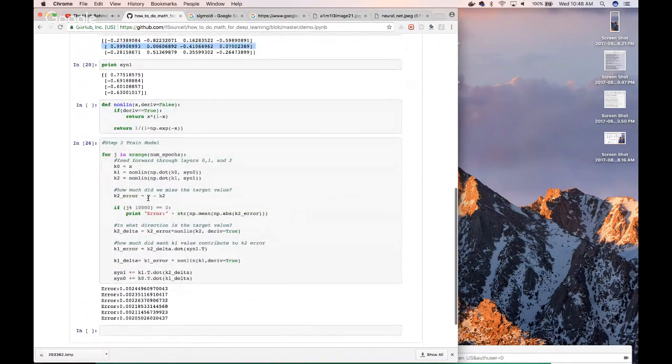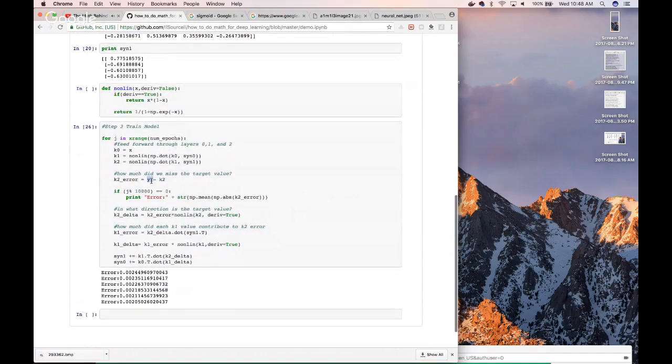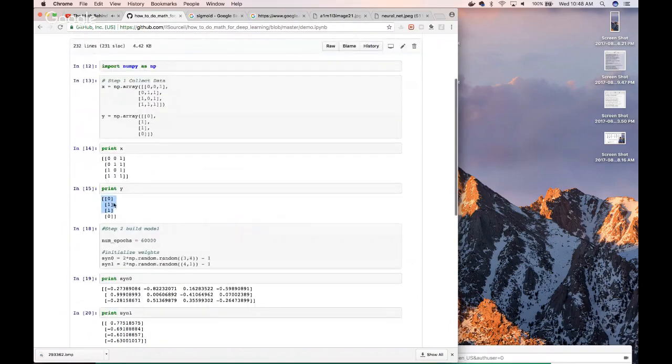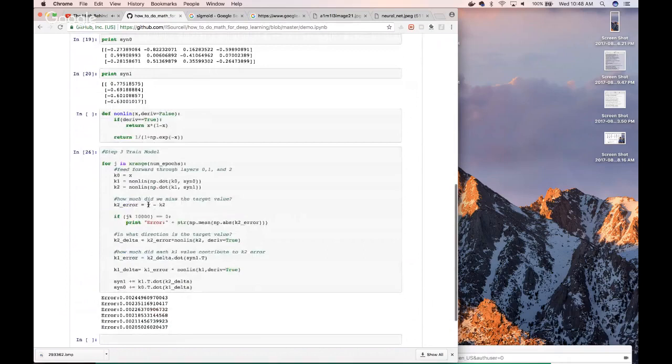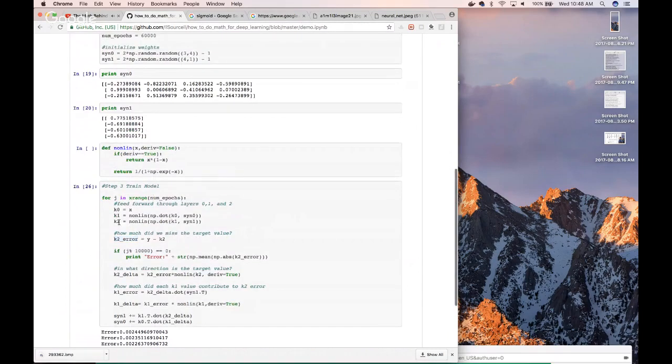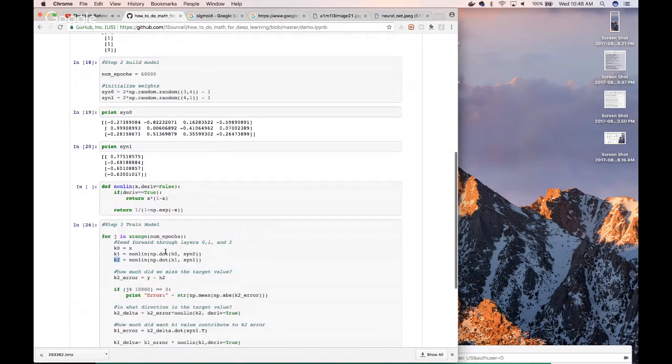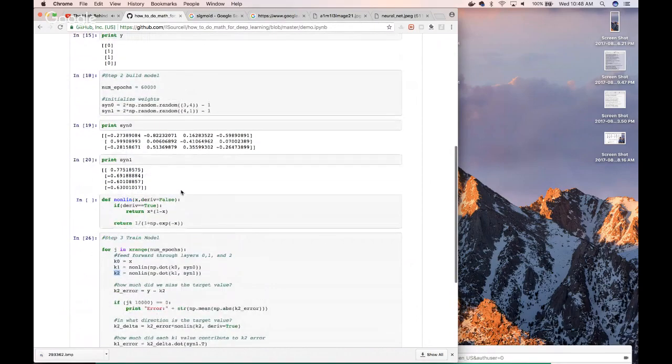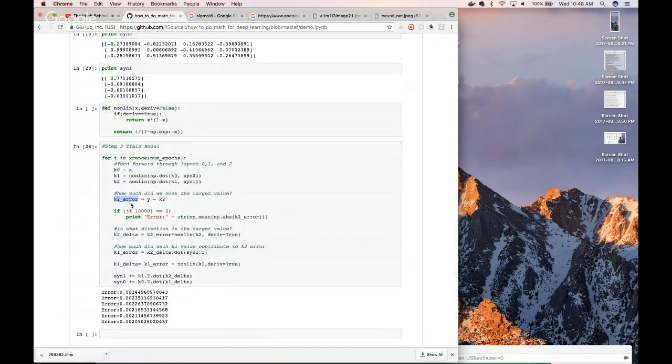So what we'll do is we'll calculate an error. And so we know what the actual output should be. We have those labels, Y. These are the actual outputs. And so when we take the actual output and subtract the predicted output, we get what's called an error value. And so the error value is the difference between our predicted output, K2, and our actual output, which is the Y value. And so we have some measure of how bad our neural network is at predicting the output. And that is the error value.